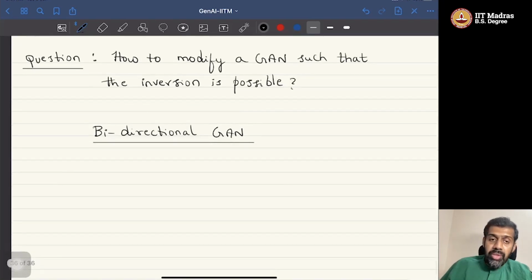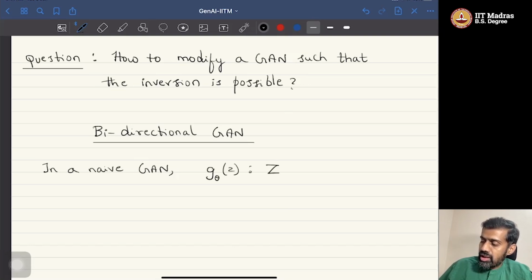Now in a bidirectional GAN, so in a naive GAN, what happens is that we have two neural networks, right? In a naive GAN, there are two neural networks. There is the function g theta of z, which would take a vector from normal distribution and map it to the data distribution, and there is the discriminator network that would take points from data distribution and map it to 0 1. This is what we saw, right?